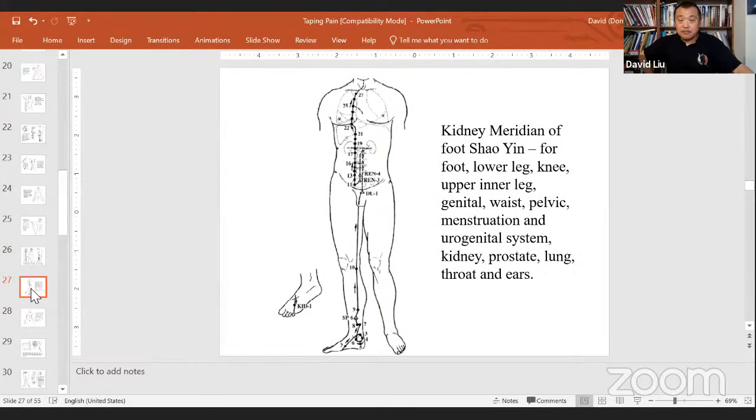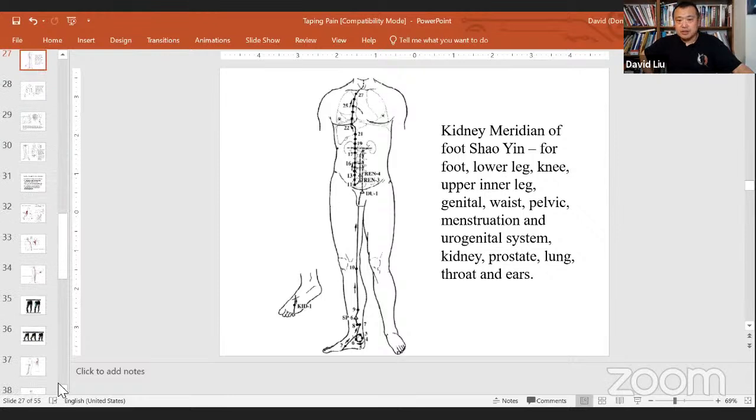The kidney meridian is a very long meridian from the bottom of the toe to the upper chest, to the upper sternum. The kidney meridian is very important for plantar fasciitis, inner knee pain, lower leg pain, foot pain, inner thigh, the inner side of the upper leg, genital and pelvic pain, as well as menstruation. The kidney meridian is the most important nowadays because we walk less than before. So we do need the kidney meridian, so we tape along there.